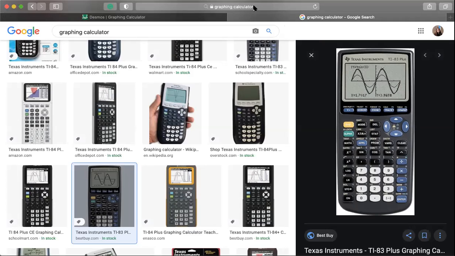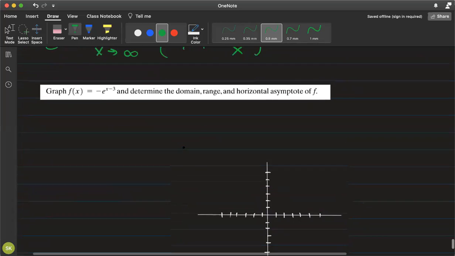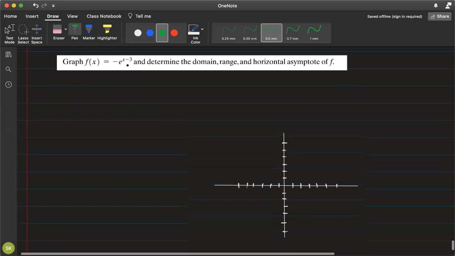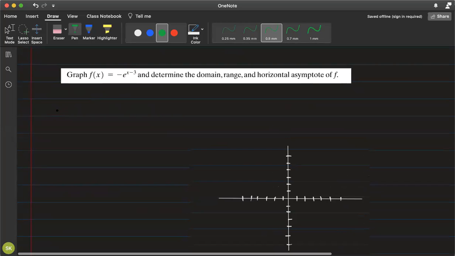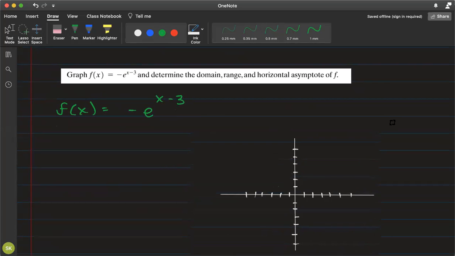Okay, so let's go back to our notes. Something you'll be asked to do in the homework is to graph exponentials involving this 2.71 number here. So we want to graph the function f of x is equal to negative e to the x minus 3. And you might be wondering, how do we graph such a thing?